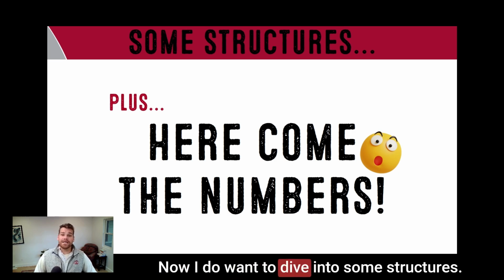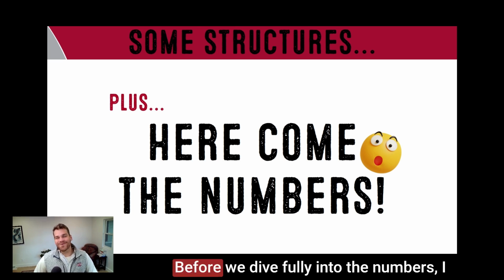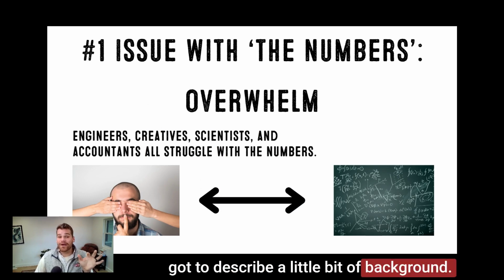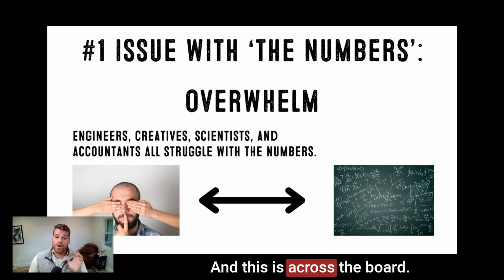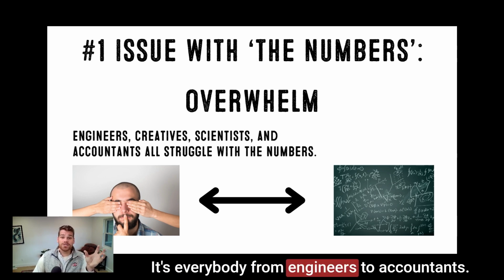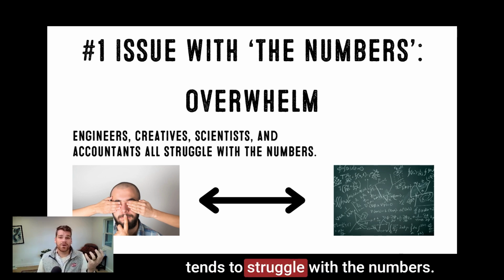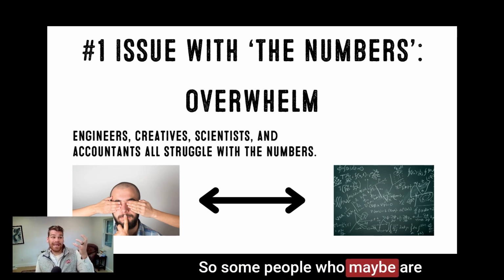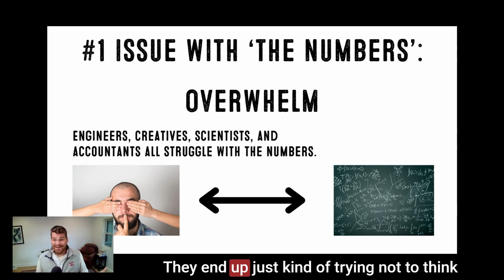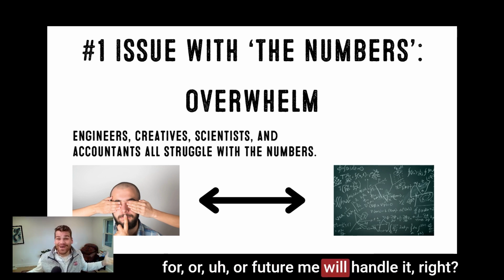Okay, now I do want to dive into some structures. Plus, here come the numbers. Before we dive fully into the numbers, I've got to describe a little bit of background. There is an issue that comes up with the numbers often, and that is overwhelm. And this is across the board. It's everybody from engineers to accountants and artists and creatives. Everybody tends to struggle with the numbers. It just tends to happen in different ways. So some people who maybe are a little bit more number averse, they end up just kind of trying not to think about it and just hope that it all works out, or future me will handle it, right?